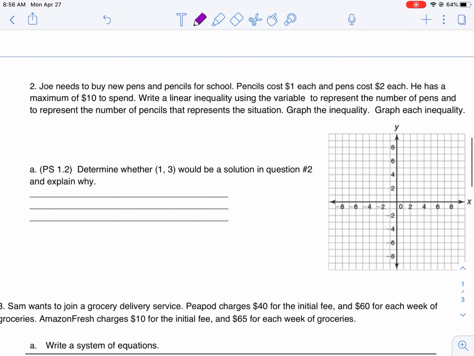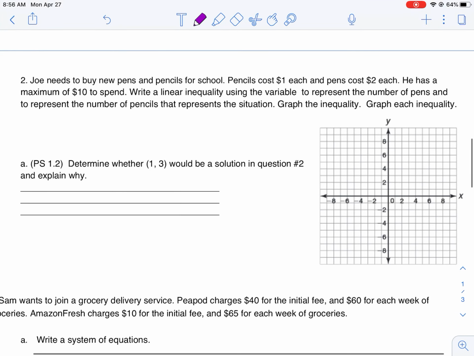Now over here on number 2, what you've got to do is, this is an inequality, and you'll see that in the question here. It's going to say write a linear inequality. Joe needs to buy new pens and pencils for school. Pencils cost $1, pens cost $2. He has at maximum, so at most, $10 to spend. So if we put the $10 in, we cannot spend more than that. So the equation here is going to be less than or equal to $10.